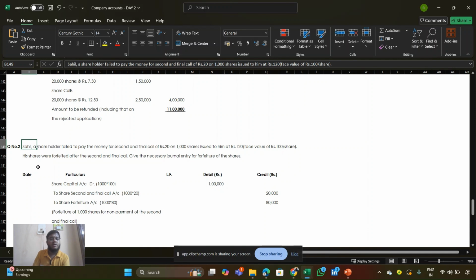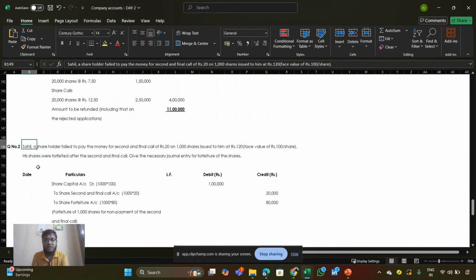Sahil, a shareholder, failed to pay the money for the second and final call of rupees 20 on 1000 shares issued to him at rupees 120, face value of rupees 100. His shares were forfeited after the second and final call. Give the necessary journal entry for forfeiture of the shares. So he failed to pay the second and final call of rupees 20. The face value is 100. In that, you failed to pay 20, but 80 has been paid. Forfeiture of shares means cancelling the paid shares. So the 80 you have paid will be cancelled.